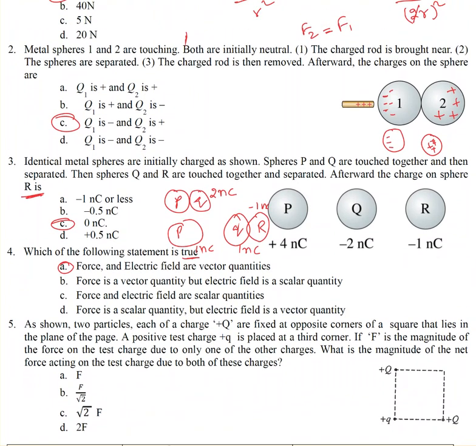As shown, two particles, each of charge Q, are fixed at opposite corners of a square that lies in the plane of the page. A positive test charge q is placed at a third corner. If F is the magnitude of the force on the test charge due to only one of the other charges, what is the magnitude of the net force acting on the test charge due to both of these charges?